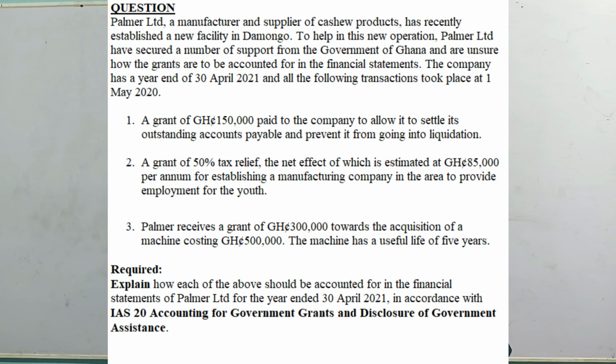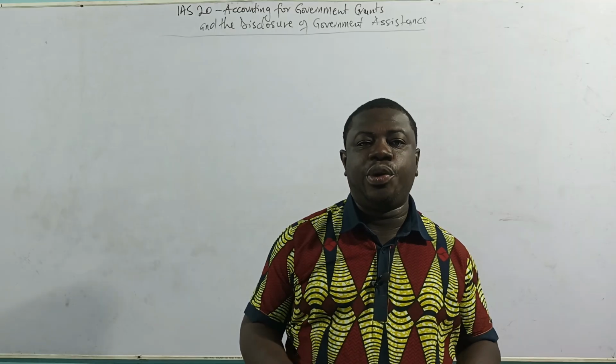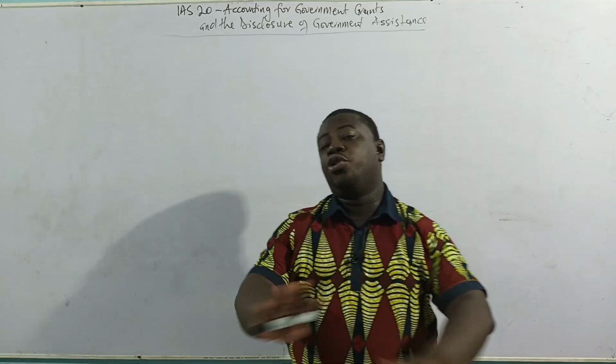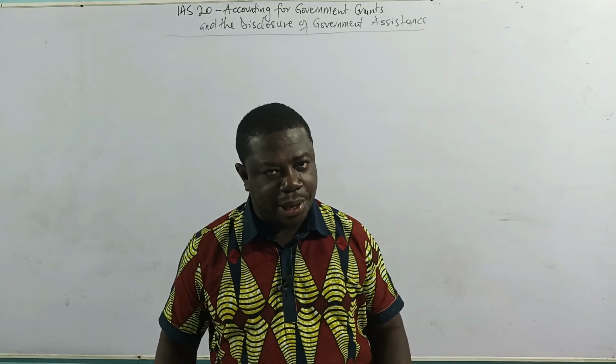Palmer Limited, a manufacturer and supplier of cashew products, has recently established a new facility in Damongo. To help in this new operation, Palmer Limited have secured a number of support from the government of Ghana and are unsure how the grants are to be accounted for in the financial statements. The company has a year end of 30th April 2021, and all the following transactions took place at 1st May 2020. So what we are going to do is that we are going to now give you each of the grants, and then all you need to do is to tell us how they should account for it and what type of grant it is.